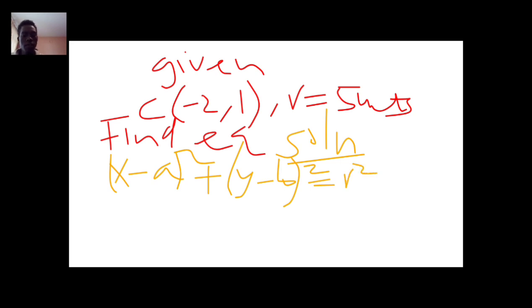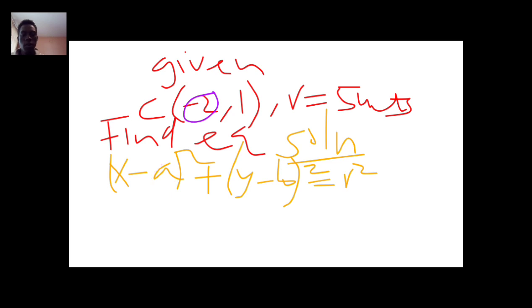Now from this formula, you need to substitute the given values here. So you are given the center. This one, -2, represents A. So you are going to substitute negative 2 for A, and 1, the second coordinate, the y coordinate, is replacing B here. So that is what you will do, you see. And the radius here will replace that R.